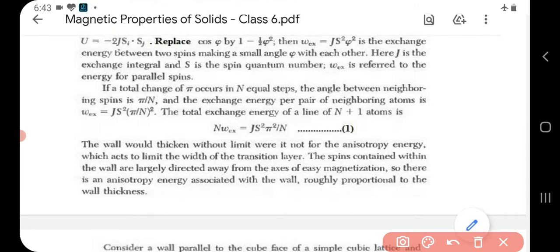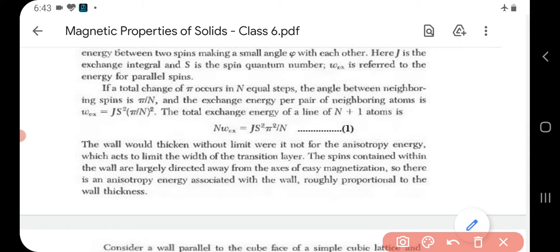Therefore, the total exchange energy of n plus 1 atoms will be n W_ex equal to J S square pi square by n. W_ex is only the exchange energy for one pair of atoms. In the case of n plus 1 atoms, W_ex has to be multiplied by n. So n W_ex is equal to J S square pi square by n. That is the expression for the total exchange energy of a line of n plus 1 atoms. Just remember, there is no derivation available for all these things. You will just have to study the expressions only.